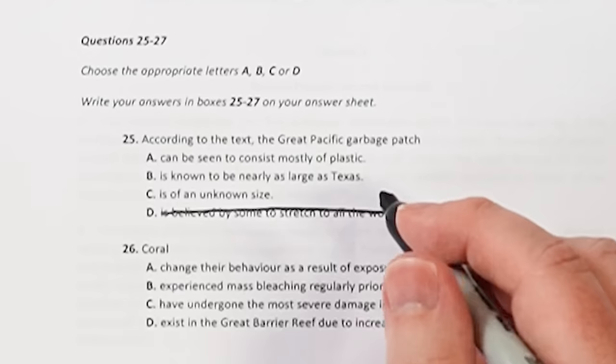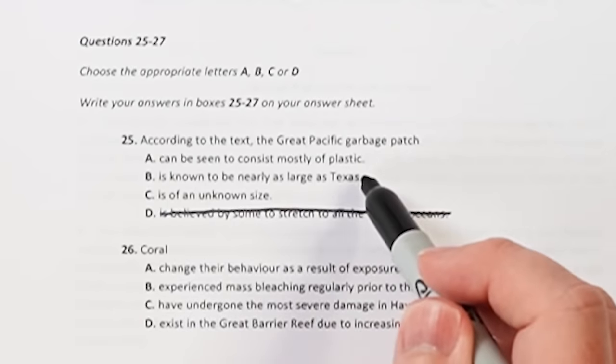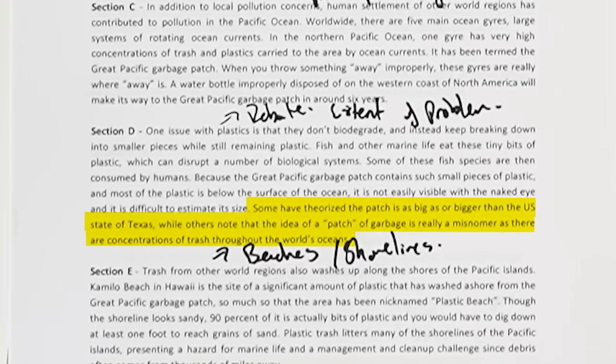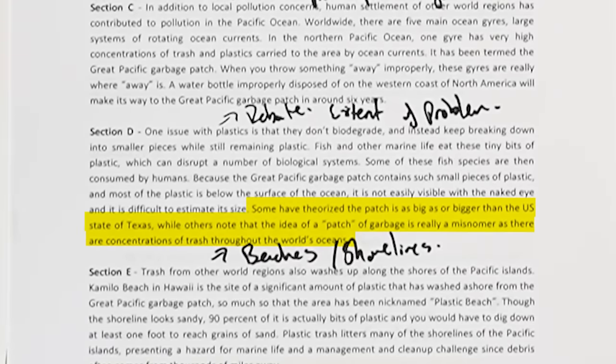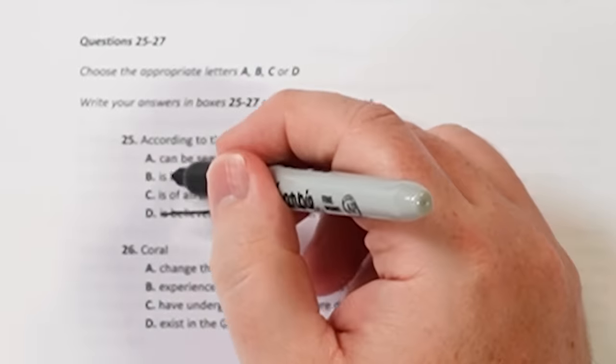It does mention Texas, but just because you see a keyword, and this is the problem with the keyword strategy. You'll often hear YouTubers talking about just underline keywords and find the keywords and that'll give you the correct answer. All that does is it gives you part of the answer or the location of the answer. So is known to be nearly as large as Texas. Some have theorized. So some people, not everyone, have theorized. There's a big difference between a theory and a fact, all right, that is as big or as bigger, is known to be nearly as large as Texas. Is known is meant like it's not disputed. It's not a theory, not some people think it. So it's not that one.